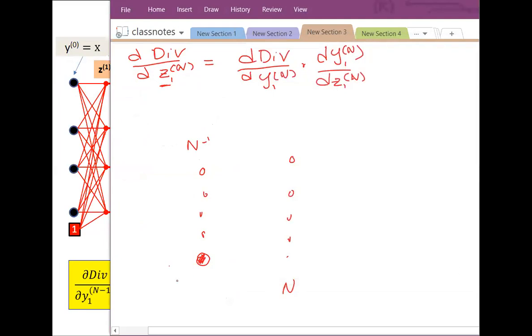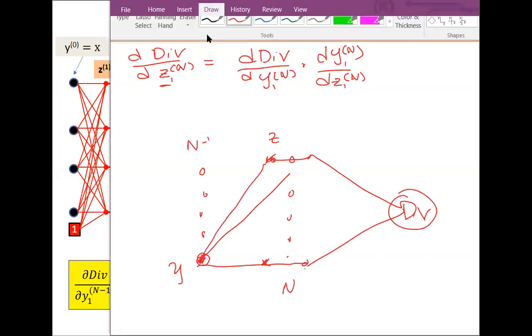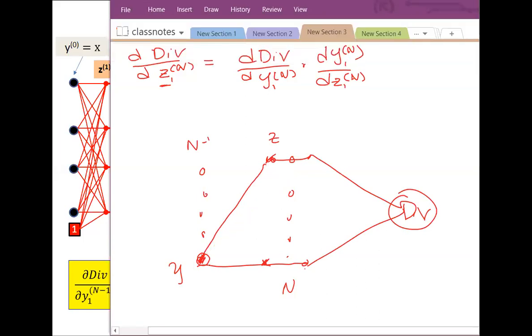This Y influences the affine combinations here for every one of these neurons. These affine combinations go ahead and influence the outputs of these neurons, and all of them affect the divergence. So if I were to draw the influence diagram, it is going to say that I have a bunch of Z's, Z1 through Zn, whatever, Zd. And Y influences every one of these Z's, and each of these Z's influences the divergence.